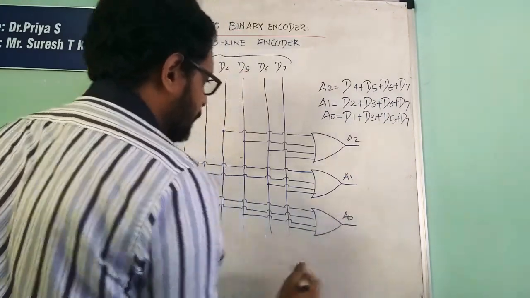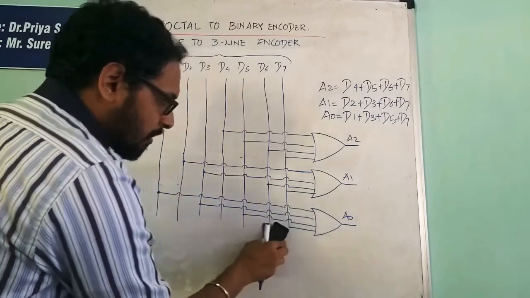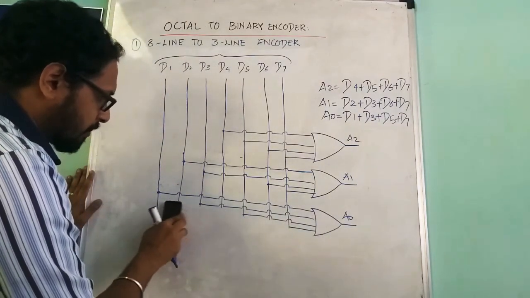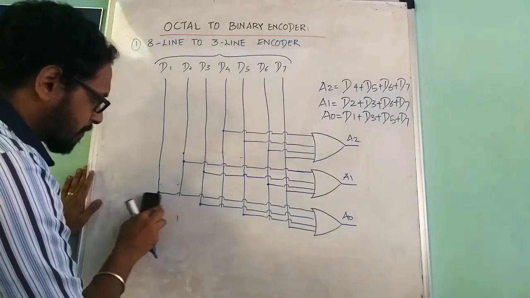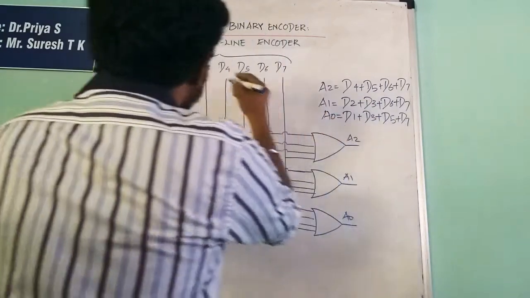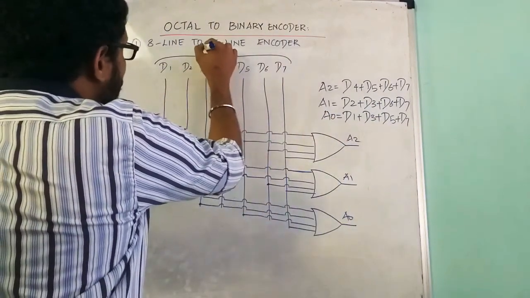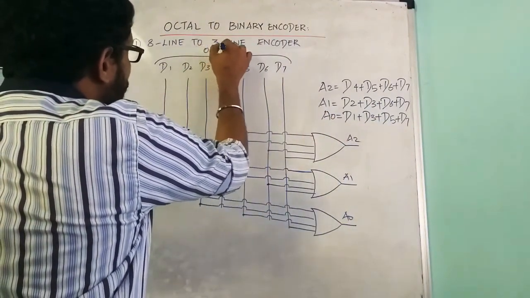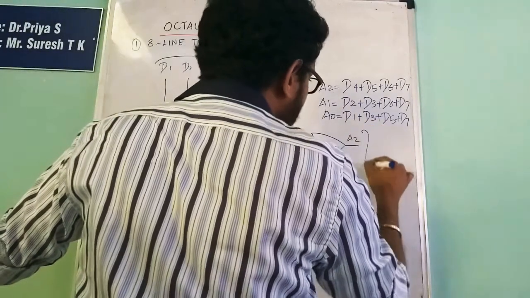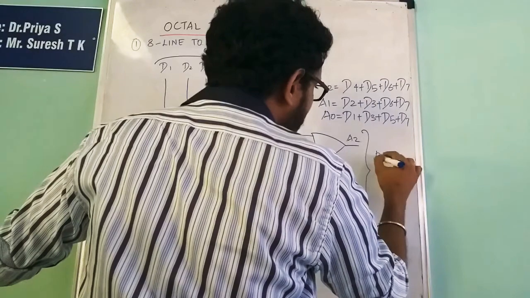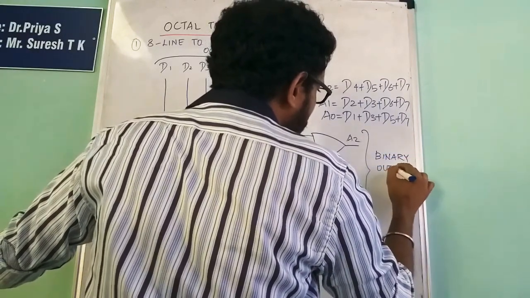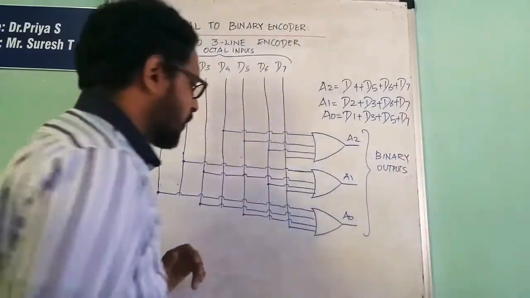This is easy. If you want, we can remove the extra lines. And this is the octal inputs and this is the binary outputs. Okay, please go.